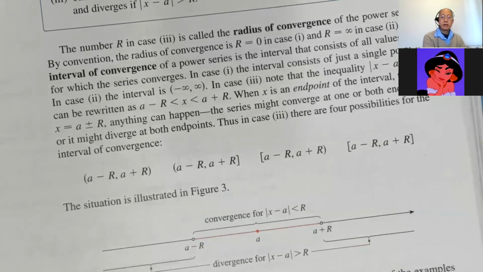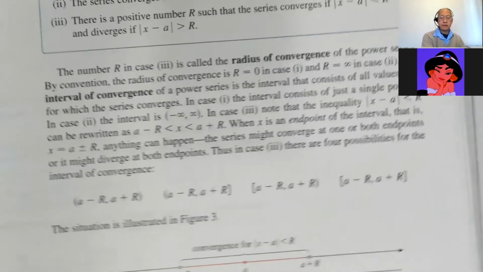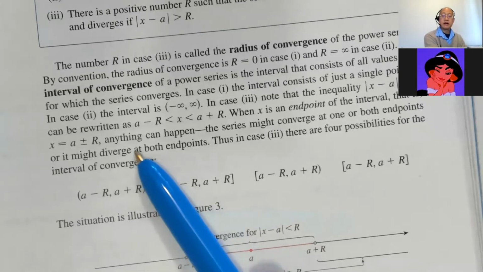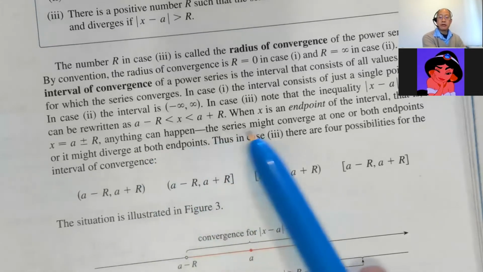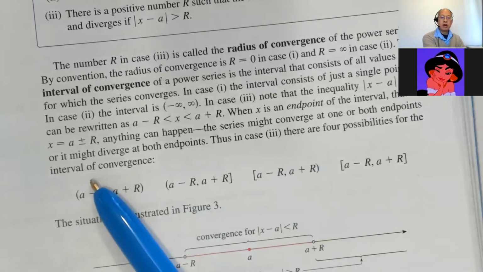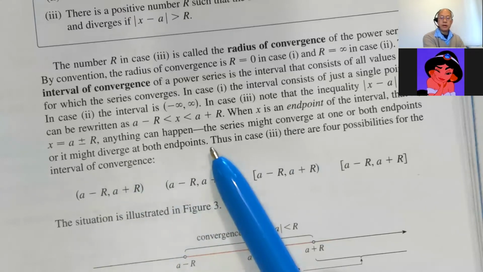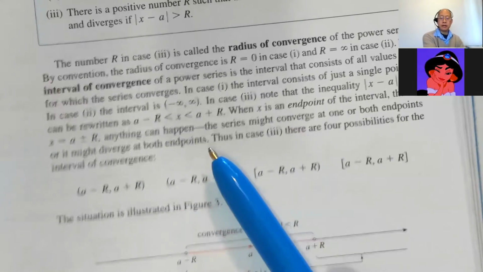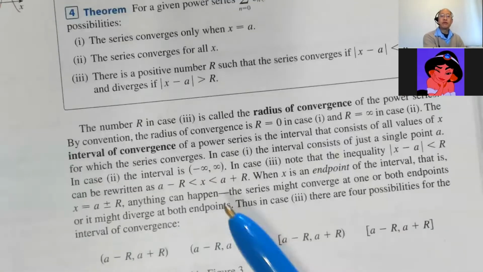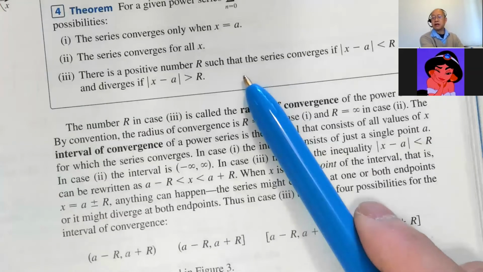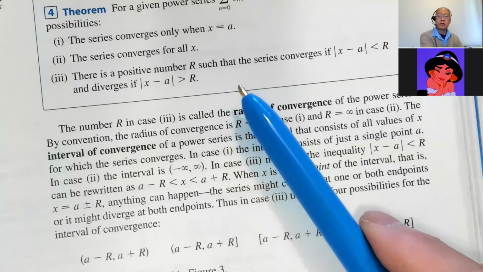So how do you know? You just have to plug it in. So it says here, anything can happen. The series might converge at one or both endpoints, or it might diverge at both endpoints. Which means there's actually 4 possibilities. So when you have your radius of convergence, I know a lot of this is all nebulous right now, it doesn't make any sense until we do some problems.